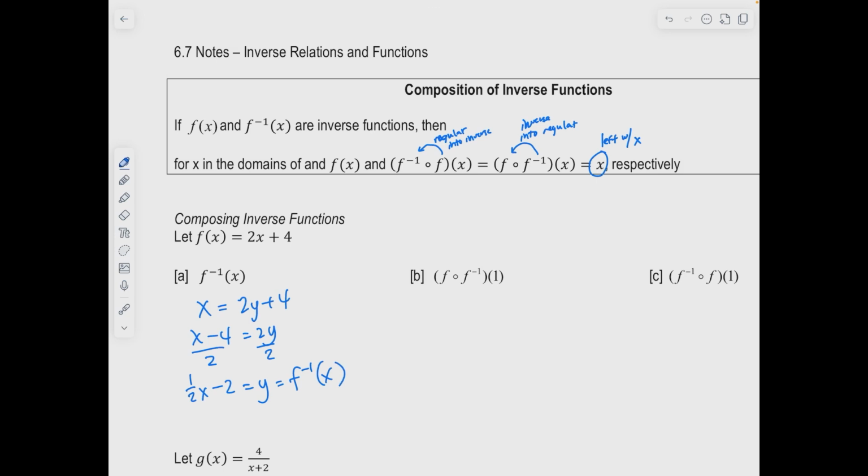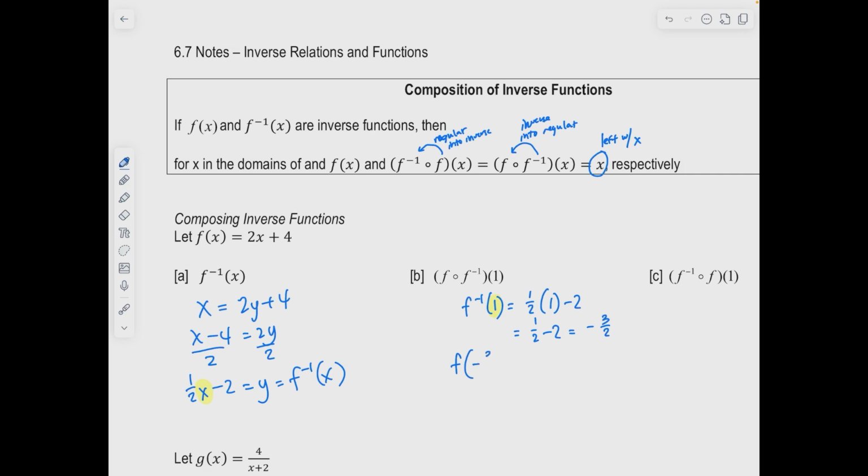Okay, f of f inverse of 1. So if I find f inverse of 1 first, what that means is I'm going to take this 1 and put it in right there. So I have 1/2 of 1 minus 2. So 1/2 minus 2 is negative 3/2, right? If I have 50 cents and I spend $2, I still owe $1.50.